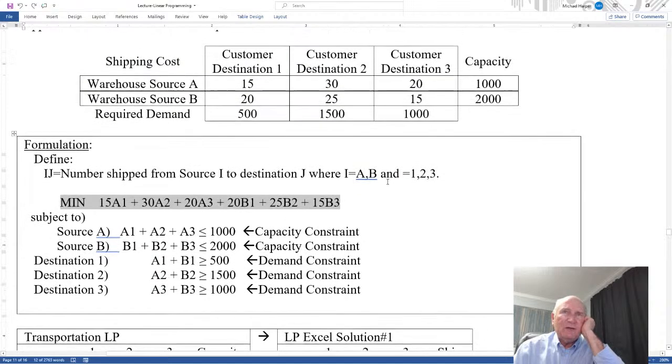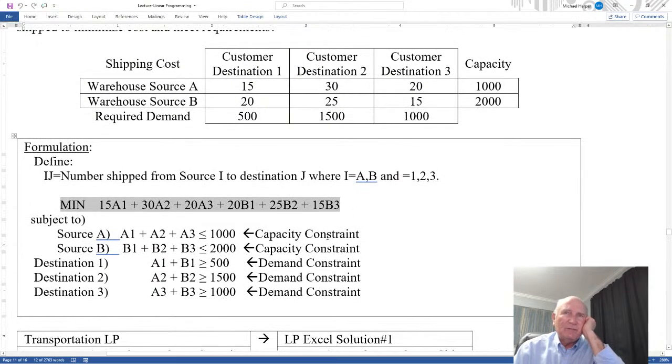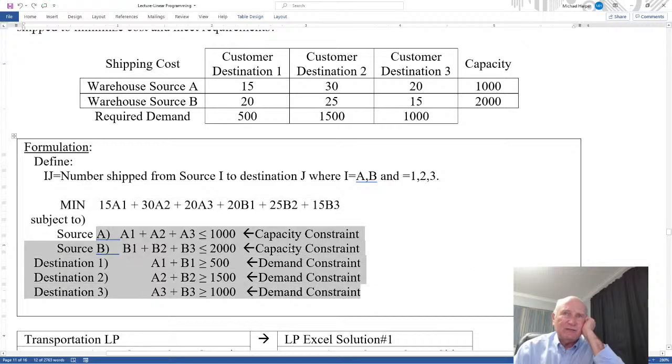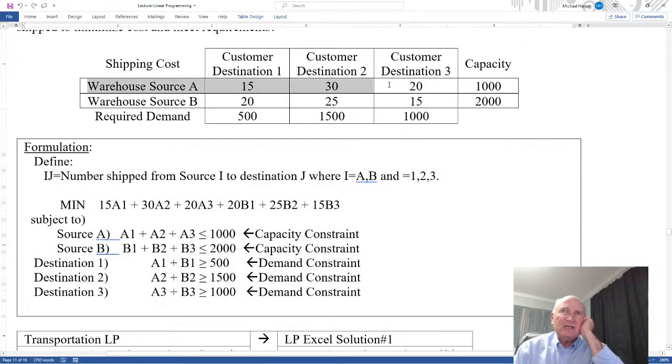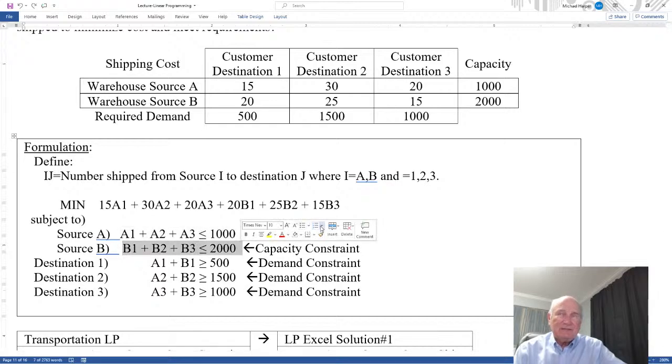Now we create something called capacity constraints and demand constraints. Capacity constraints: everything that A ships cannot exceed its capacity of 1,000. Well, how much is A shipping? A1, A2, and A3 added together is everything that A is shipping. That's going to be less than or equal to its capacity of 1,000. Everything that B ships is less than or equal to its capacity.